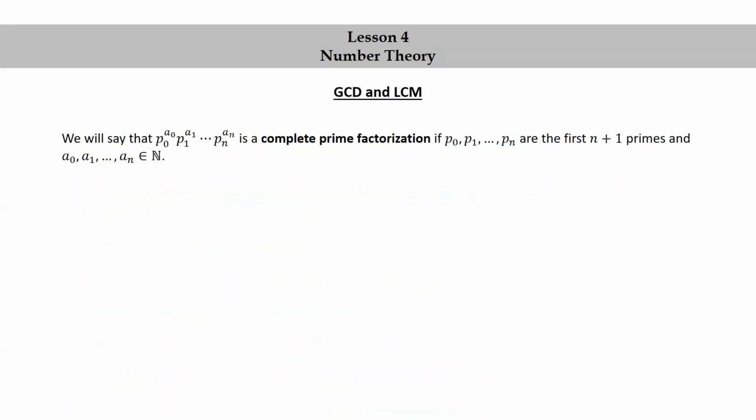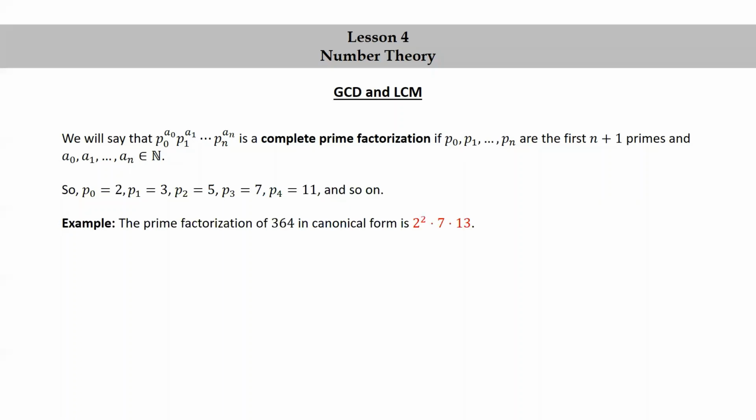We will say that p0 to the a0 times p1 to the a1 through pn to the an is a complete prime factorization if p0, p1 through pn are the first n plus 1 primes and a0 through an are natural numbers. So p0 is equal to 2, p1 is equal to 3, p2 is equal to 5, p3 is equal to 7, p4 is equal to 11, and so on. Right? We're just listing the primes in order.